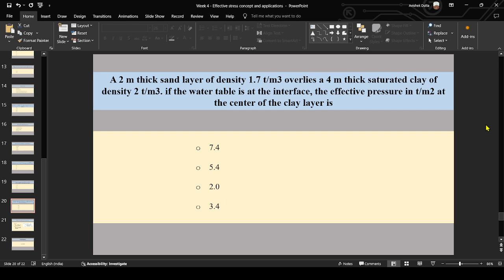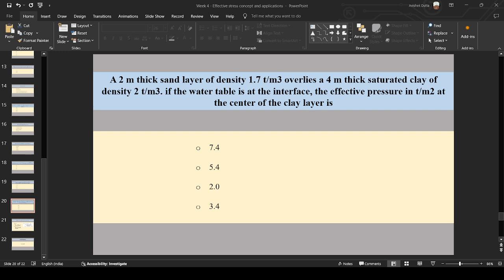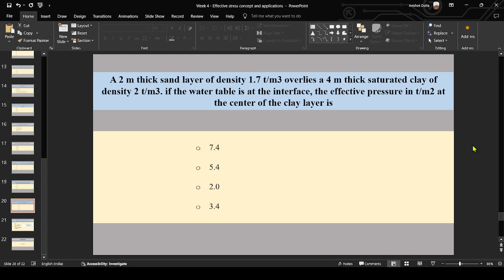So in this case, we have all the units in ton per meter cube and ton per meter square. Now you should note down that you should take the density of water to be 1 ton per meter cube. Taking that, you should solve this problem. So we have a sand layer which is 2 meter thick. The sand has a density of 1.7 ton per meter cube and it overlies, that is, it is at the top of a 4 meter thick saturated clay layer where the clay has a density of 2 ton per meter cube. Now the water table is at the interface of the sand and clay layer.